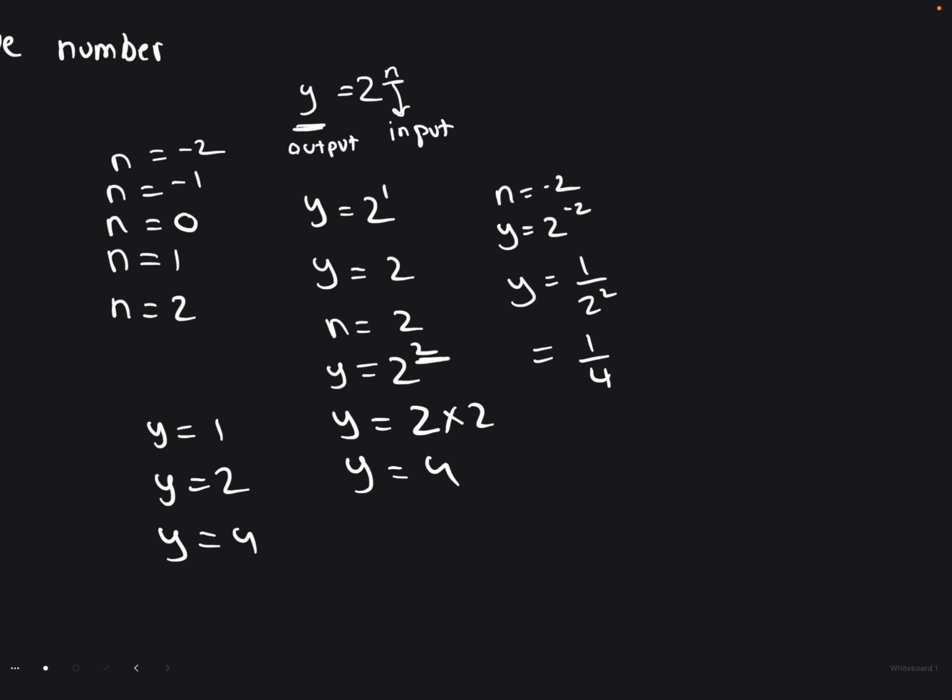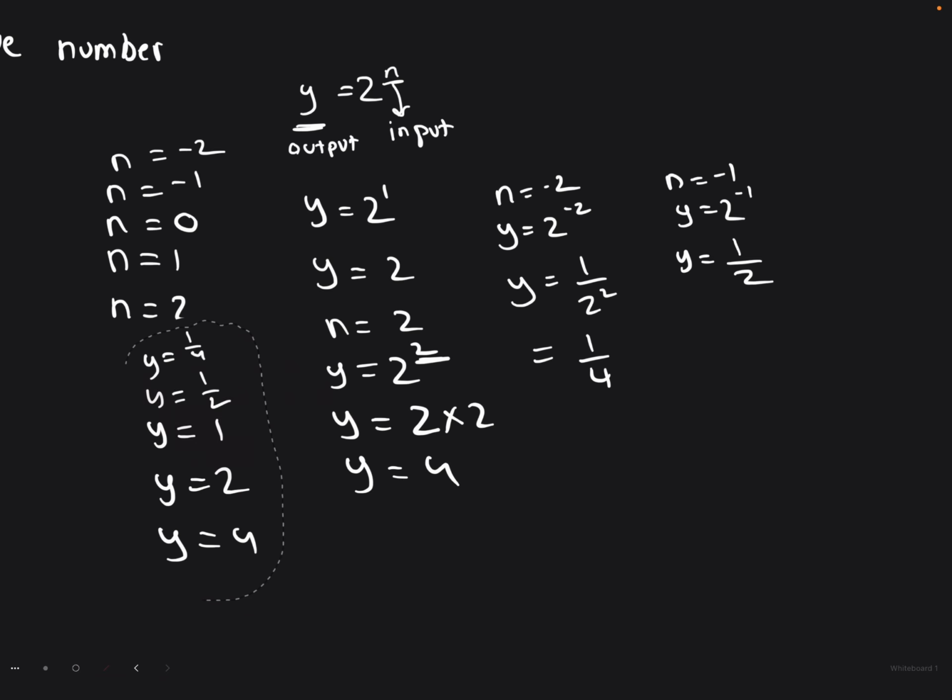Next n value is negative 1, so n equals negative 1. Y equals 2 to the negative 1. So this becomes y equals 1 over 2. Now that we have these two y values, we're going to put them in here. Y equals 1 over 2, y equals 1 over 4. Ooh, so how would I highlight this? Okay.